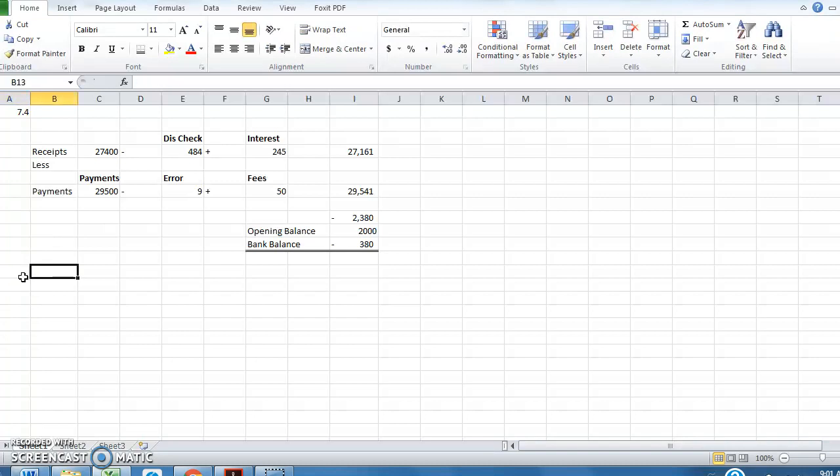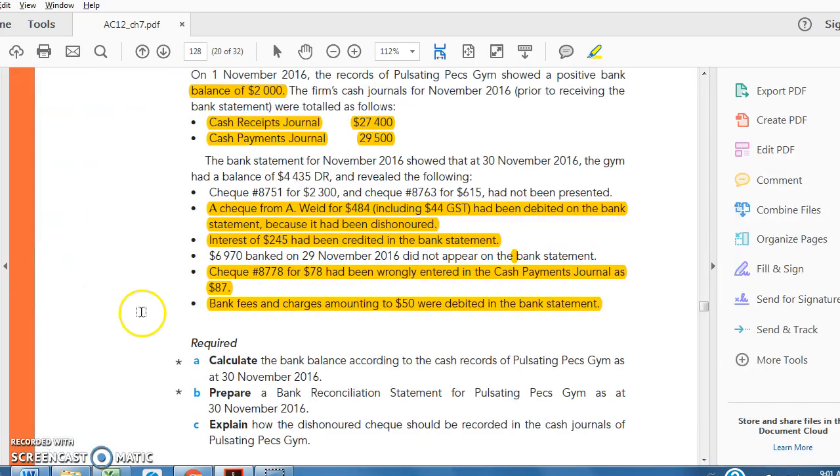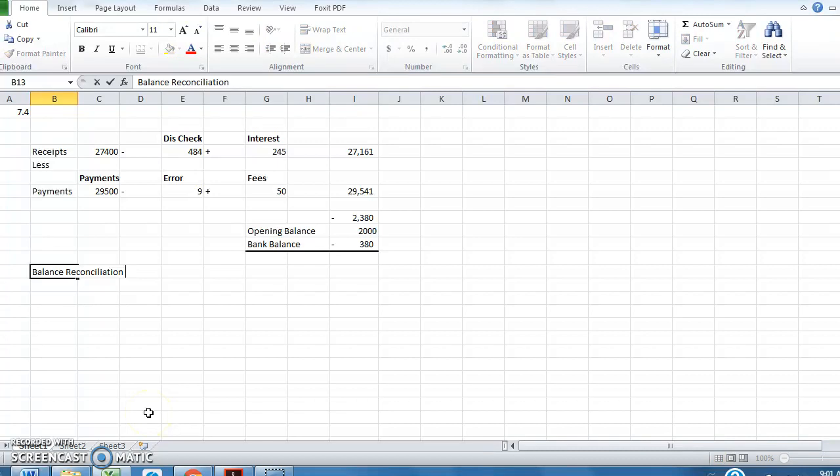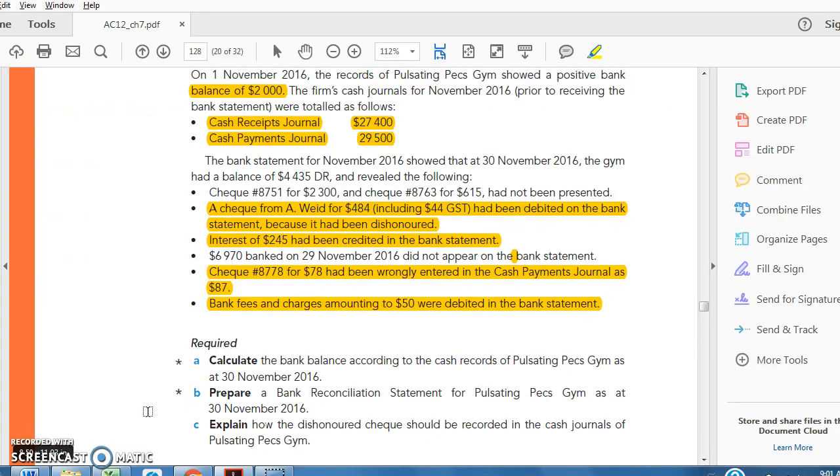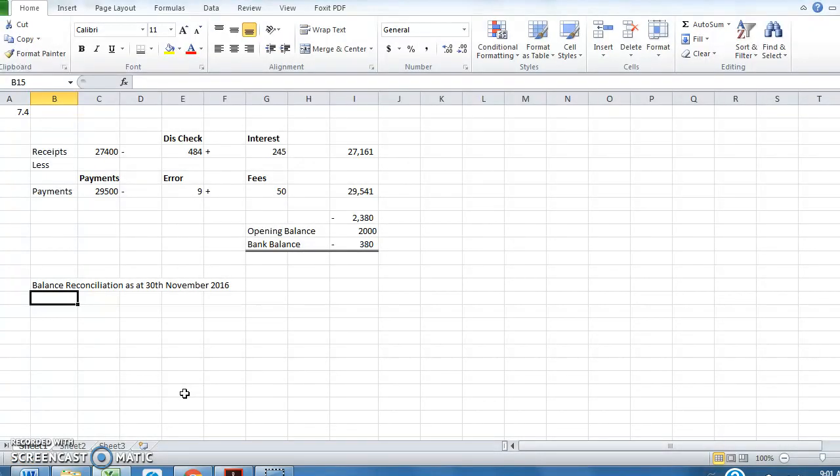So B, just quickly as I need to go through, finish this within 15 minutes. So bank reconciliation is our next one. Prepare a bank rec statement for Pulsing Facts at 30th November 2016. So bank reconciliation as at 30th November 2016. So very similar to our balance sheets from earlier in the term. So how do we do our bank rec? So we need to go through and match up and make sure that it all matches together, so our records match what is on the bank's statement.